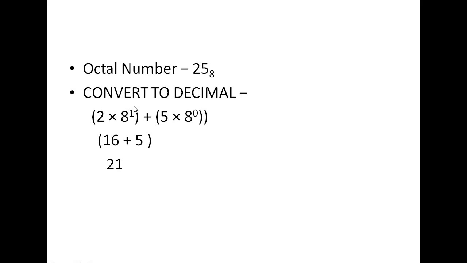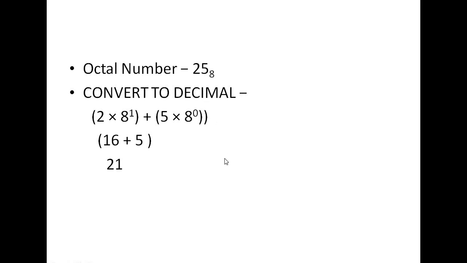So 2 into 8 to power 1. Why is it 8 to power 1? Because after 2 only one number is there. Plus 5 into 8 to power 0. Why is it 8 to power 0? Because after 5 no number is there. This 8 is just the base. So 8 to power 0. So this is 16 plus 5, 21. That means 21 is the decimal equivalent of this octal number 25.